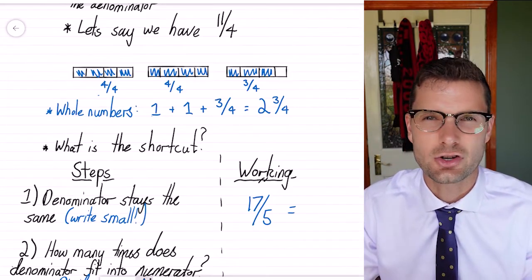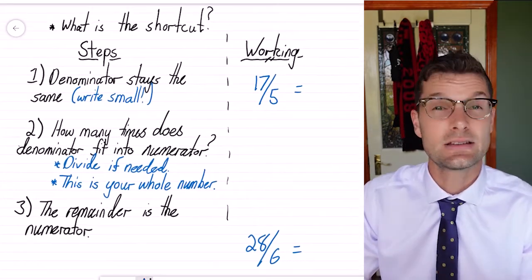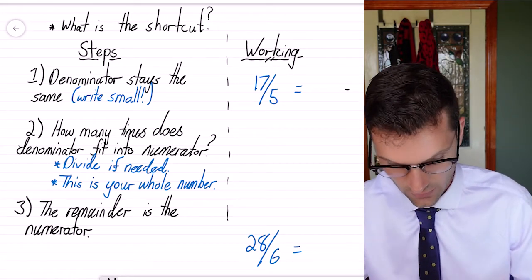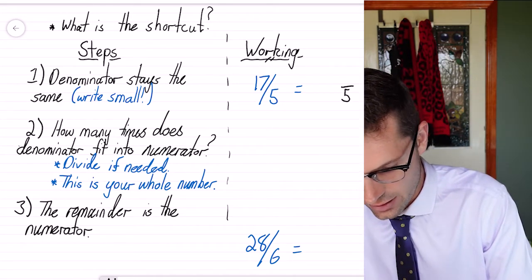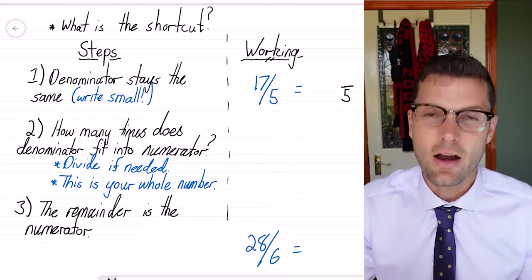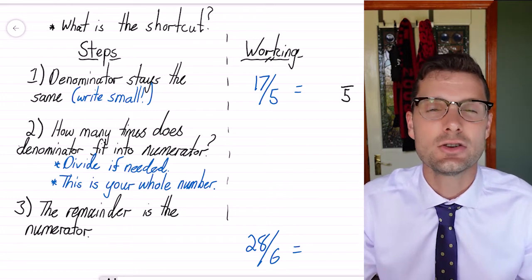So we need to find that shortcut again. So the denominator again stays the same, okay? But this time we're going to write it as a small number because it's going to be part of our mixed numeral. So for this one we got 17 over 5, so I know that the mixed numeral is going to be over 5. Then I've got to work out how many times does the denominator fit into the numerator.